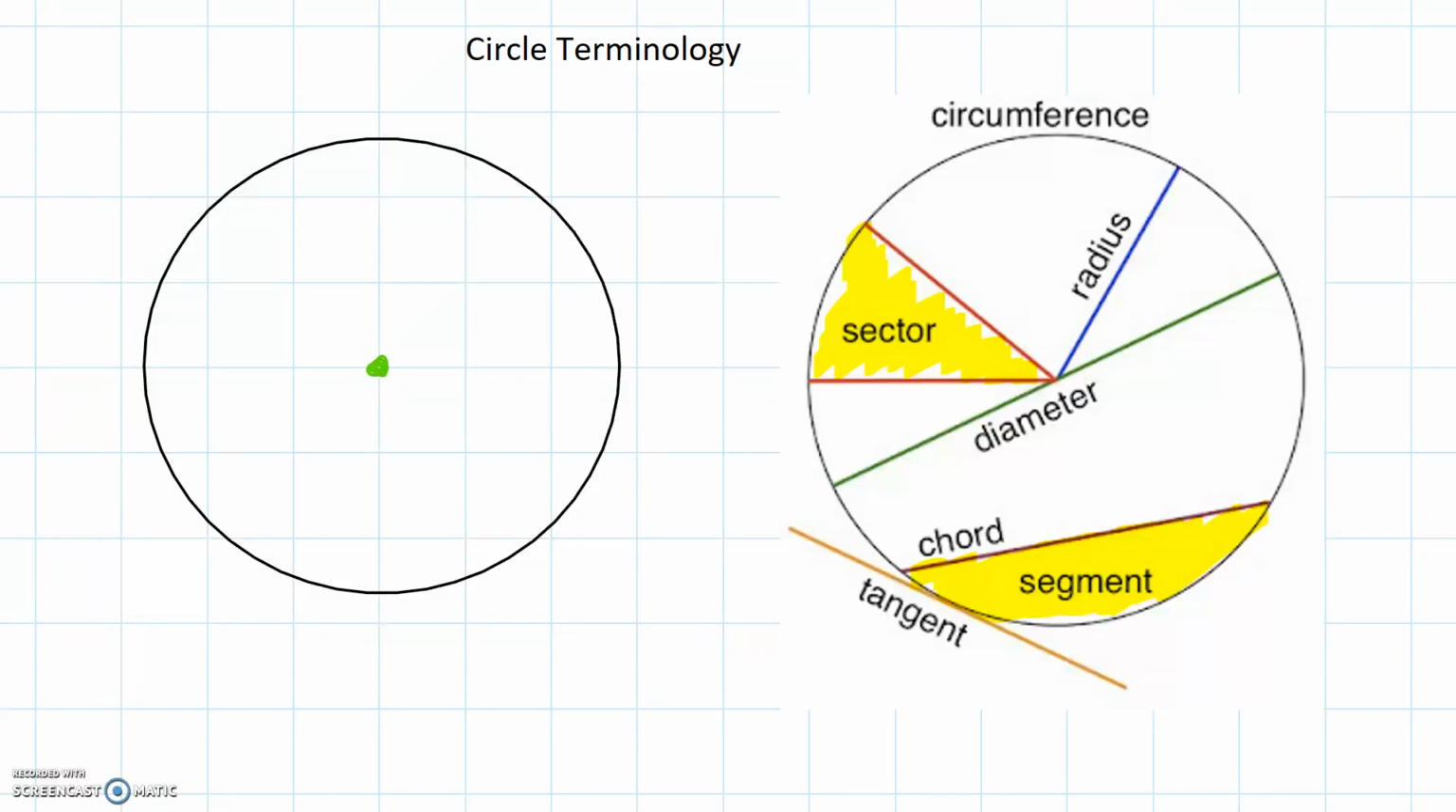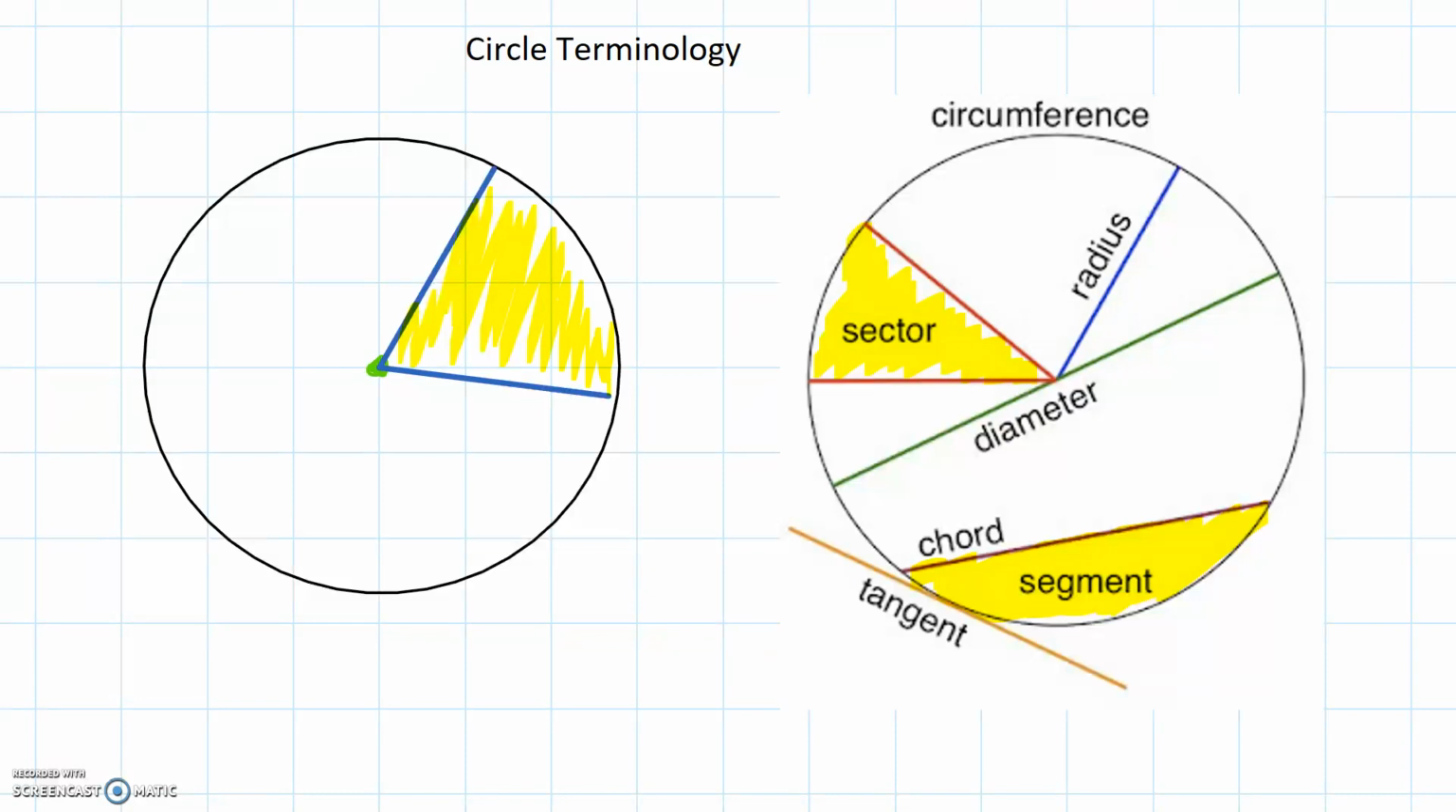So for a start, let's draw a sector. So to draw a sector, I need to draw two lines, both from the centre of the circle to two points on the circumference. So that would be a sector. It's a bit like a pizza slice.